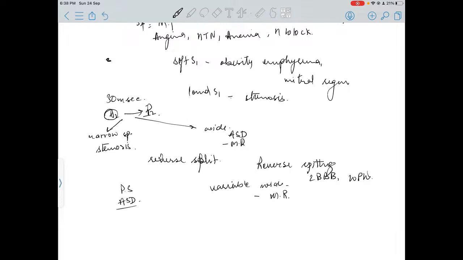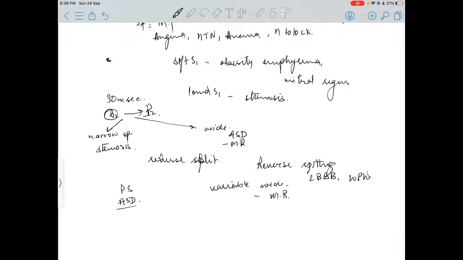So what have we learned? We have learned that A2 closes 30 milliseconds before P2. They can be narrow split or can be wide split. Narrow split in case of stenosis, A2 will open longer. Then pulmonary stenosis, aortic stenosis cases.